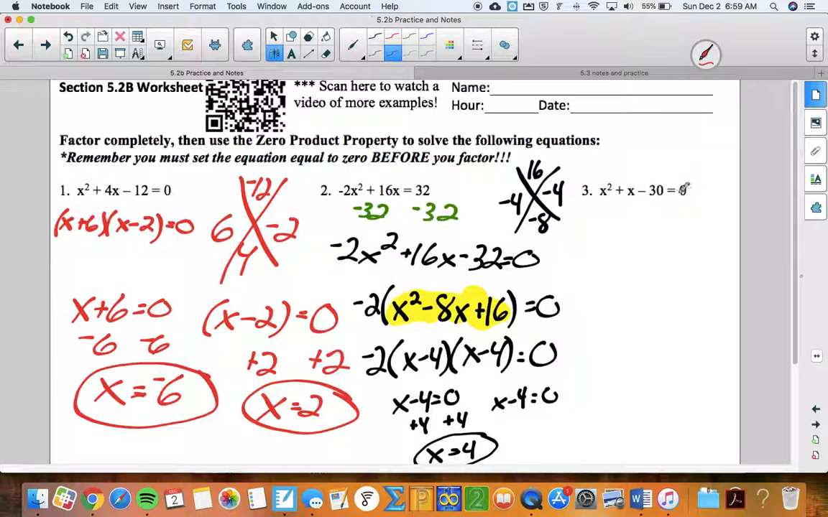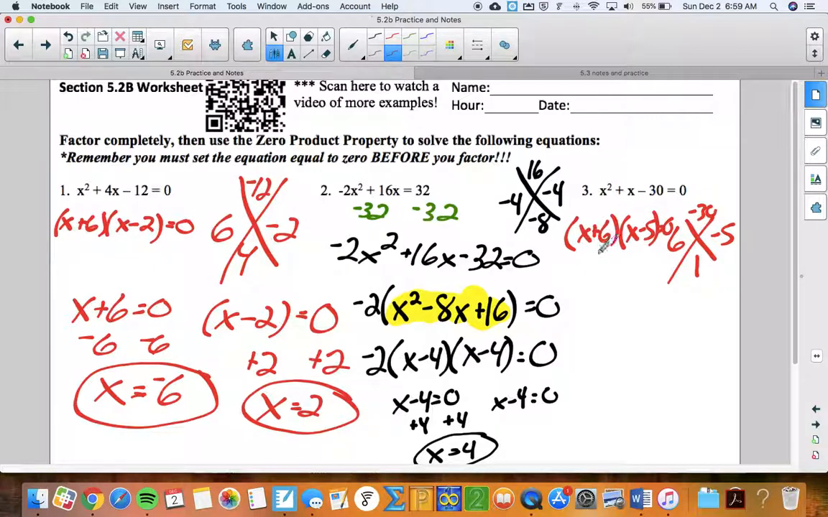Alright, this one is set equal to 0. That's awesome, and there is no GCF. So I'm looking for numbers that multiply to -30 and add to 1. So that's positive 6 and -5. So I can rewrite this equation as x plus 6 times x minus 5 equals 0.